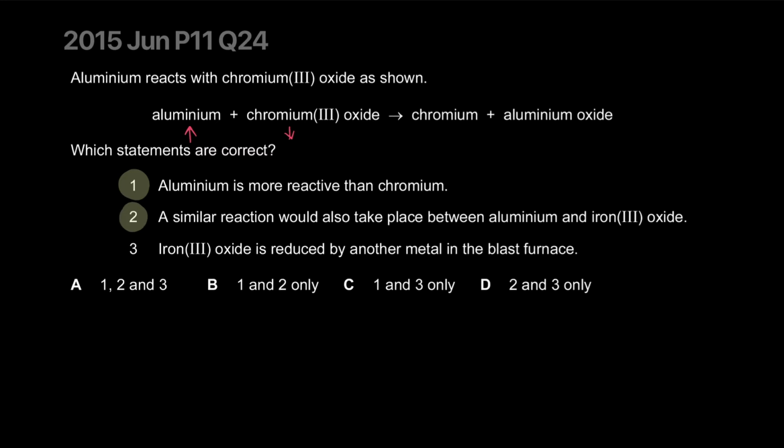Iron 3 oxide is reduced by another metal in the blast furnace. I don't know where this question shows up. Okay, iron oxide is not reduced by another metal. It is reduced by carbon. I like how every time I mess up my marker, I just go, I am very annoyed. Anyway, it's reduced by carbon. Wait a minute. Yeah, it is definitely reduced by carbon. I was thinking if they're trying to confuse the reduced part or oxidized part. But yeah, definitely carbon. Okay, 1 and 2 are correct, and our correct answer is B.